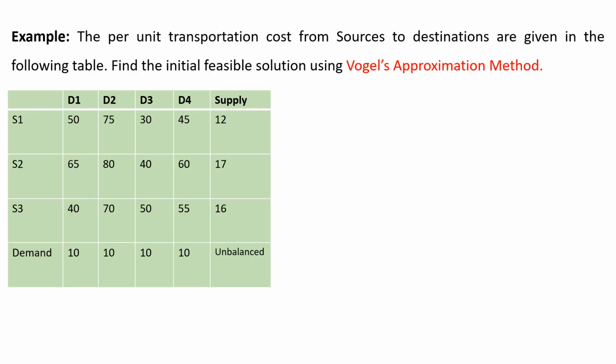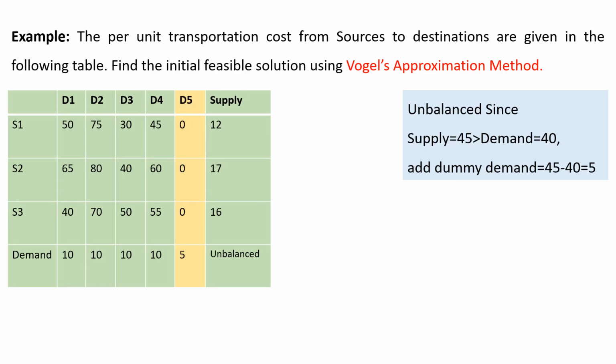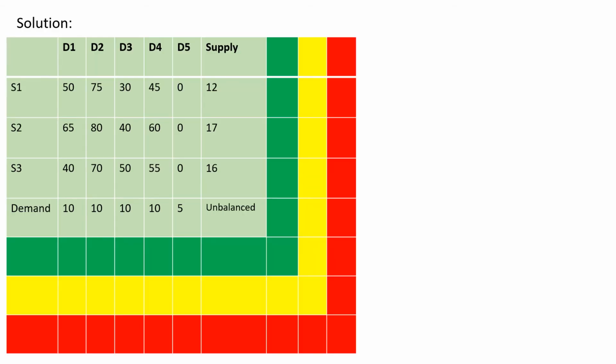We will repeat the previous example with Vogel's approximation method. This example is unbalanced, so we have to add a dummy demand to make it balanced. So we add a dummy demand with a value of 5, and the transportation cost per unit becomes 0. From now onward, we start Vogel's approximation method. Step 1 is the difference between the smallest and the next smallest value. By the way, the green, yellow, and red columns are used to put the difference between the smallest and the next smallest values.